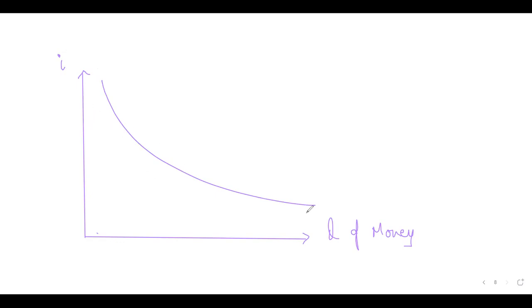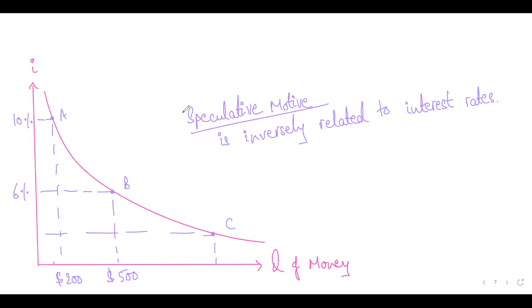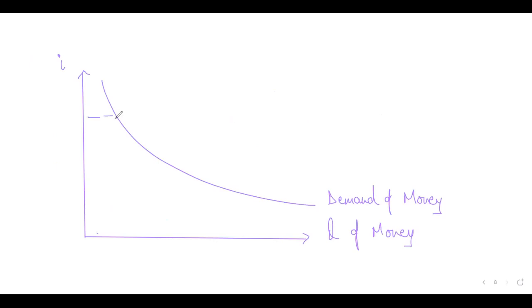And why is this downward sloping? The demand for money curve is downward sloping primarily because of the speculative motive, which is inversely related to interest rates, right? What it simply shows you is what the speculative motive was showing you: the higher the interest rates, the lower the demand for money; the lower the interest rates, the higher the demand for money. Easy. We good on this? Any confusion? This is M1, this is M2. Okay, are we good? Okay, let's move on.